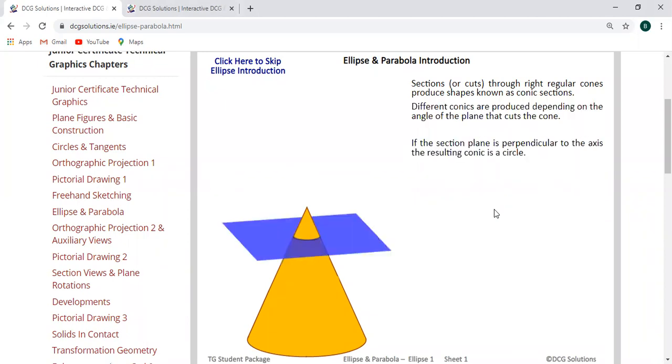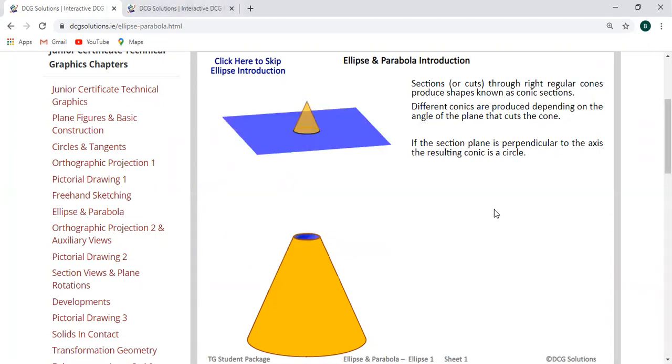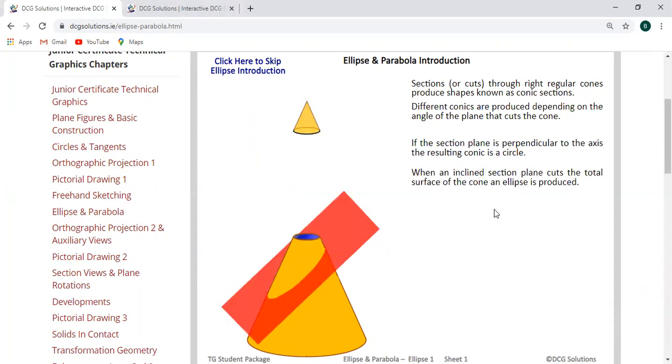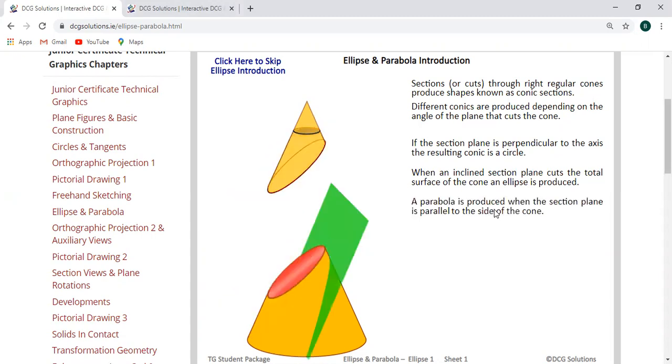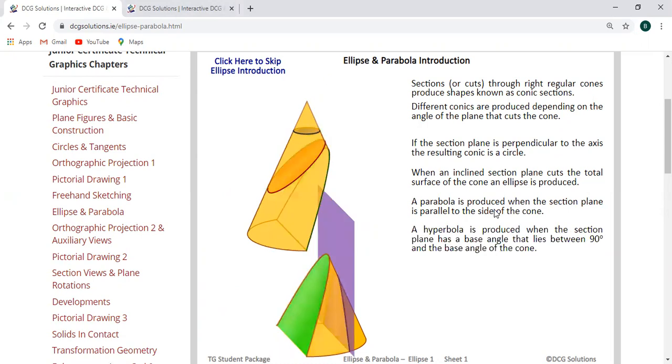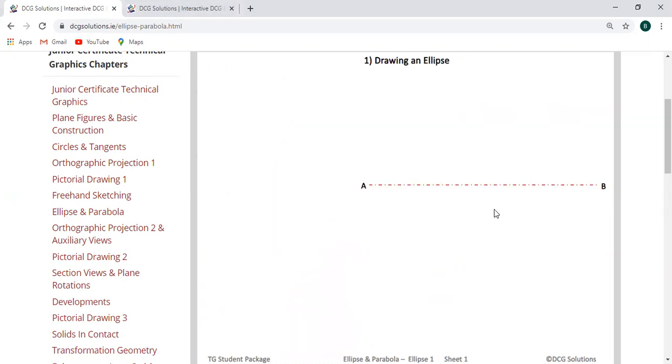Okay, so the first thing here is just a little introduction to ellipses and parabolas, and I think it's a good visual just to make sure that everyone understands it 100%. Okay, so we're going to put a series of cutting planes through a cone here. Obviously the first cutting plane is going to give us a circle. The second cutting plane is going to give us an ellipse, and the third cutting plane is going to give us a parabola.